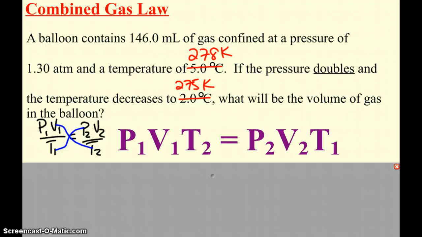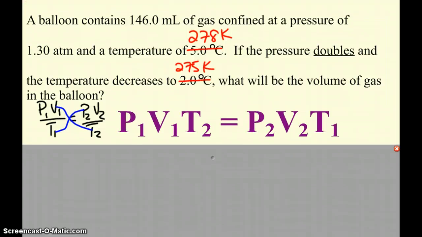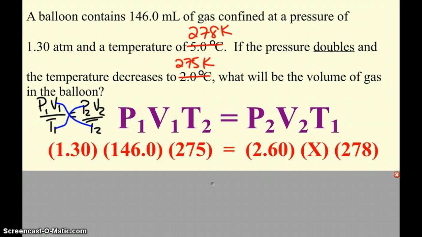We've got a balloon at a certain volume, at a pressure of 1.3 atmospheres, temperature 278 Kelvin. Double the pressure, temperature goes down a little bit. What's the volume of the balloon going to be? So plugging the numbers in the right spot, my initial pressure is 1.3 atmospheres, my initial volume 146 milliliters, and the second temperature, the temperature goes down to 275 Kelvin. The pressure doubles, so it goes from 1.3 to 2.6. The new volume is what I'm looking for, and the original temperature, it started at 278 Kelvin.